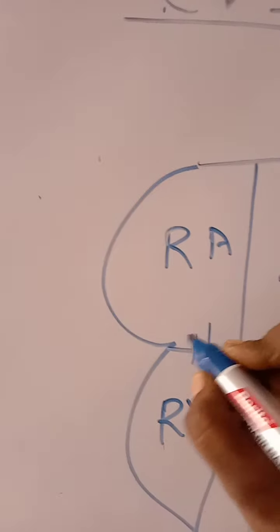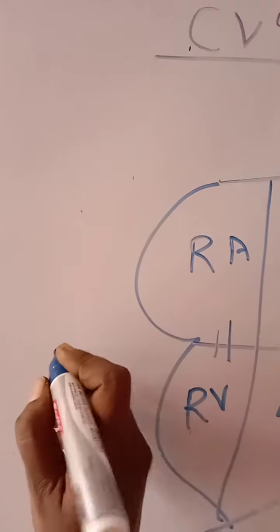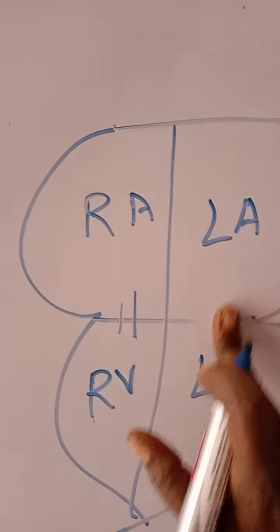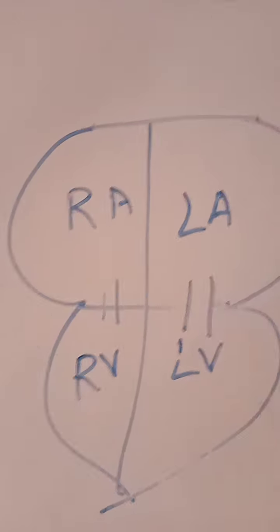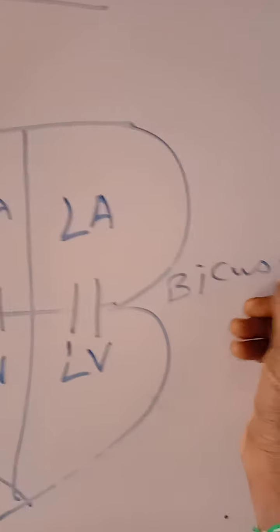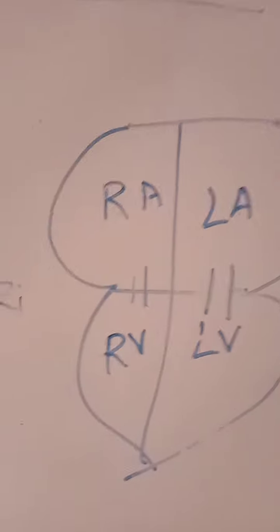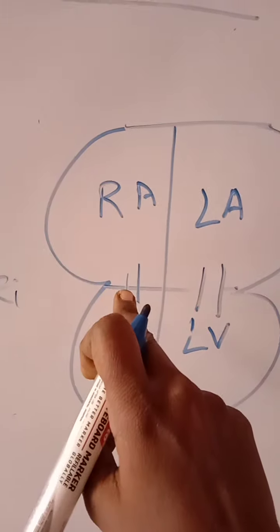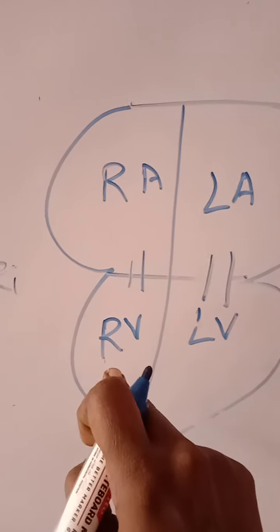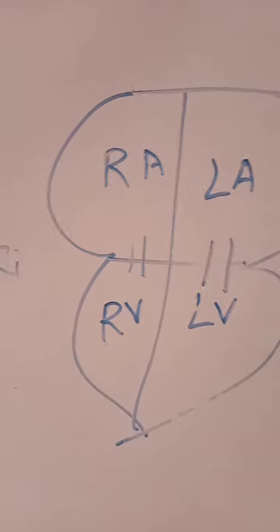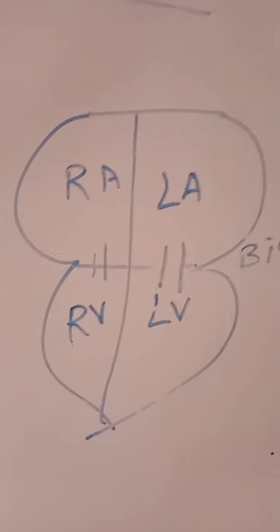Okay, tricuspid valve, and there is a valve between the left atrium and left ventricle that is called the bicuspid valve. Just for keeping remembrance, the valve between the right atrium and right ventricle you can remember as right and tri. Okay, so this is the basic structure of a heart.